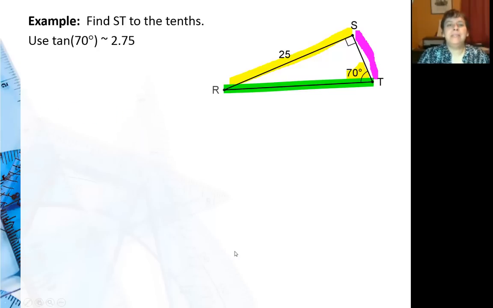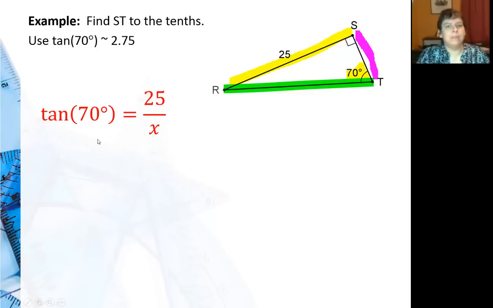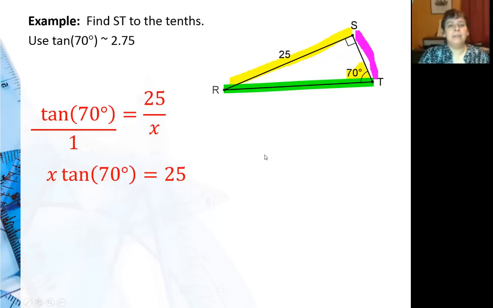So I go ahead and say tangent of this angle, 70 degrees. Now, it's not tangent times 70, it's tangent of 70. Kind of like you have square root of 7 instead of square root times 7. So this is what you're taking the tangent of, equals the opposite, which is a 25, and the adjacent, I don't know it, so I'll use x. I'm going to put a 1 underneath to make it easier to cross multiply. So I get x times tangent of 70 is 25.